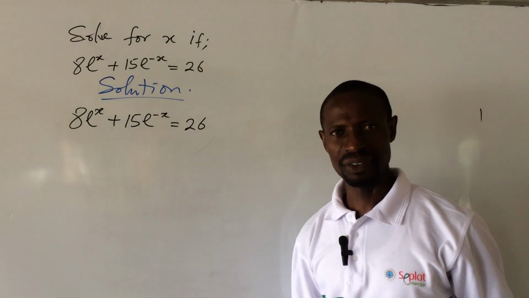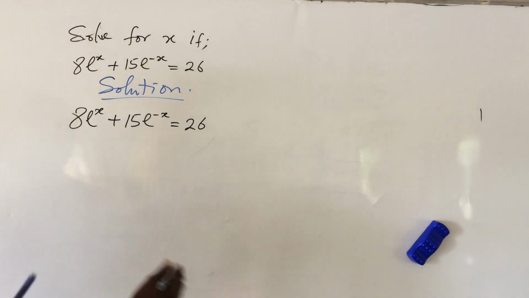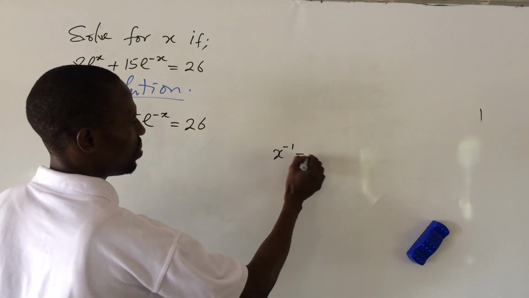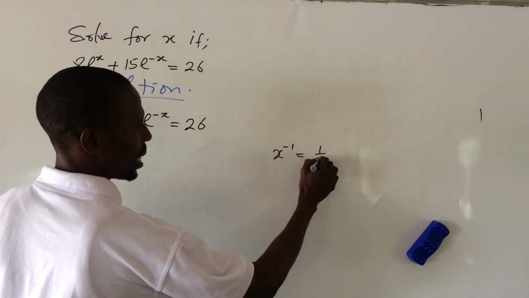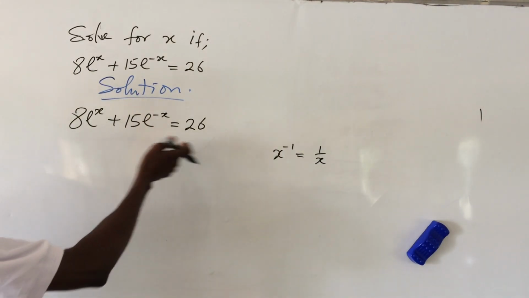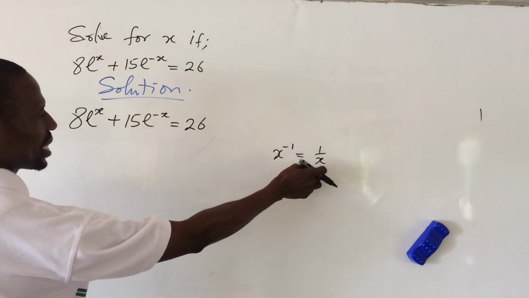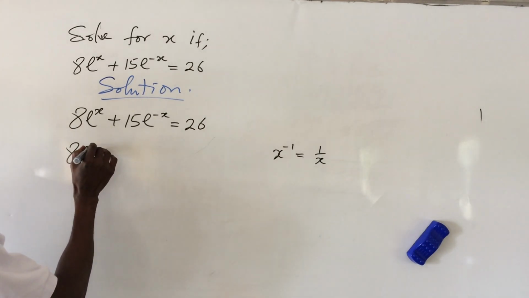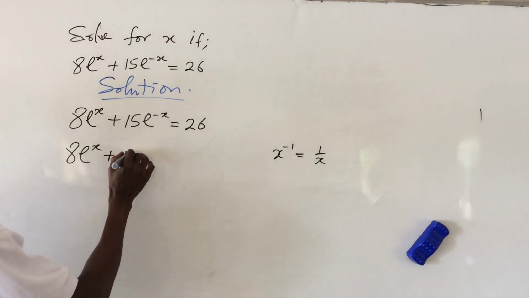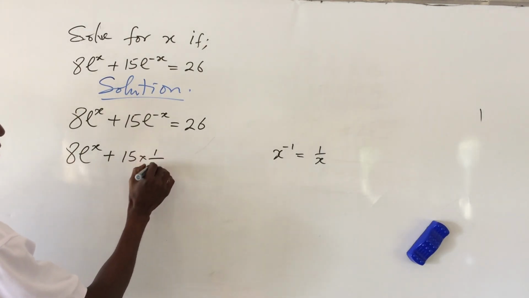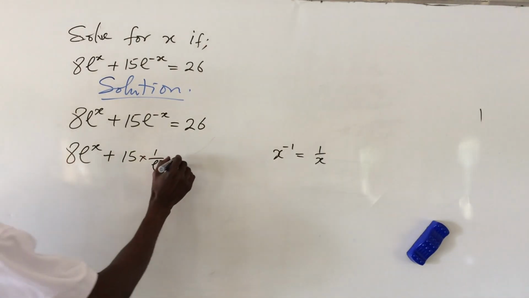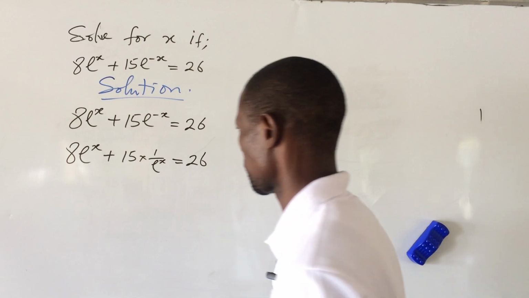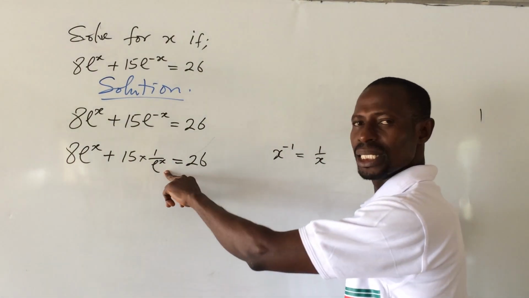So we apply the law of indices, which says that if you have x to the power of minus 1, this will become 1 all over x. So we are going to introduce a 1 and a division sign to eliminate this. So if we do that, this can be written as 8 exponential x plus 15 times 1 all over exponential x equal to 26.